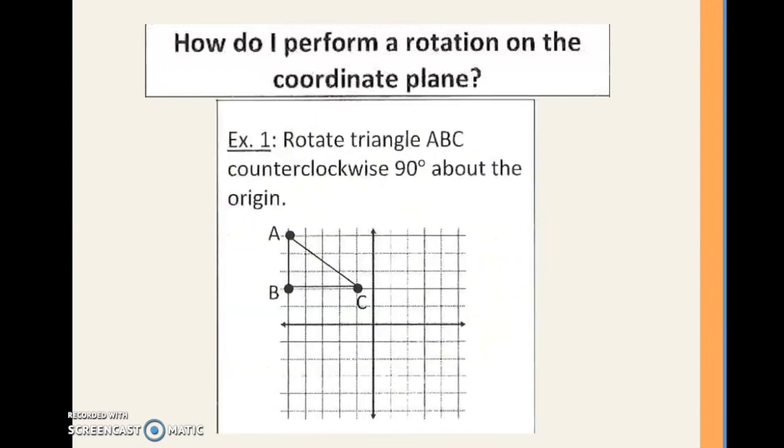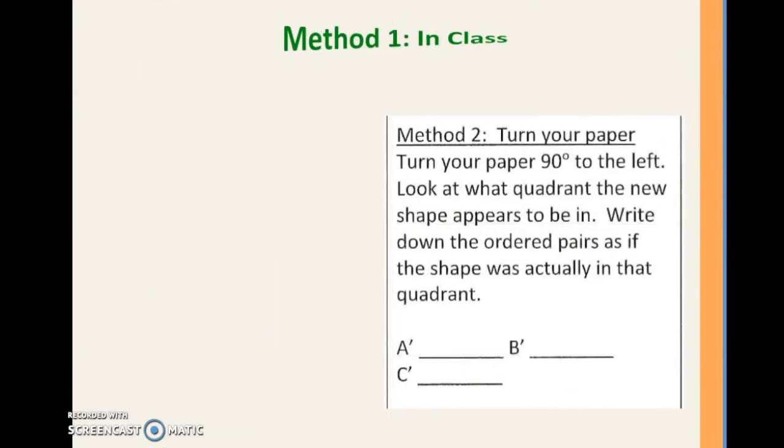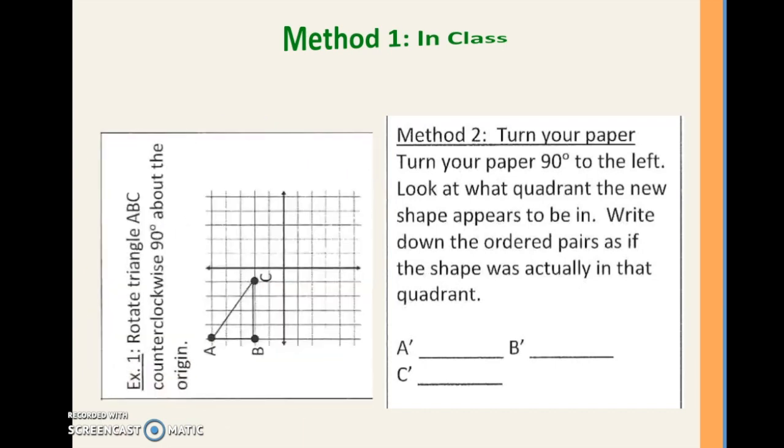So example 1, we are going to perform a counterclockwise 90 degrees in two different ways. So method 1 we're going to take a look at in class. Let's take a look at method 2. What I want you to do at this point is to turn your paper 90 degrees to the left and look at what quadrant the new shape appears. So let's go ahead and perform that. So when we turn it one time to the left, 90 degrees, the shape appears in quadrant 3.